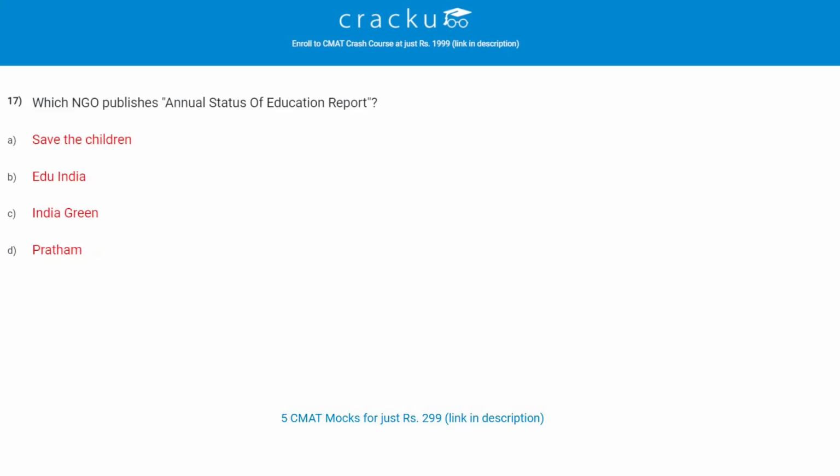Let's check the next question. Which NGO publishes annual status of education report? The correct answer is D. Pratham. Pratham is the NGO who always publish their annual status of education report.